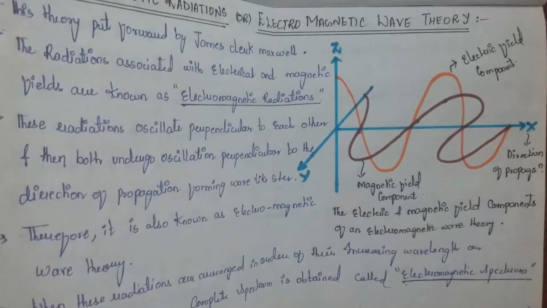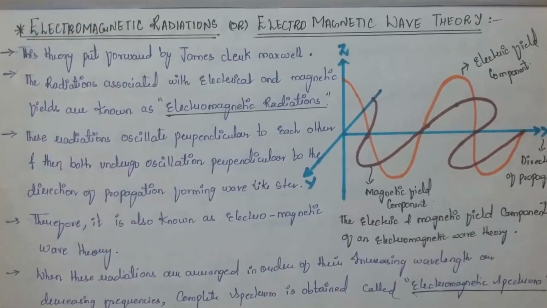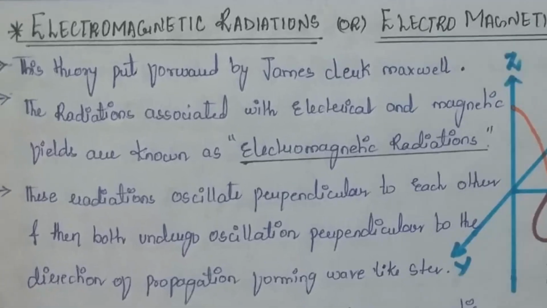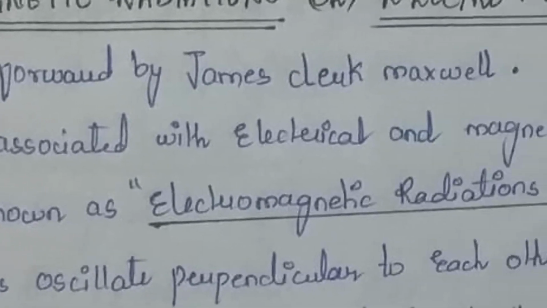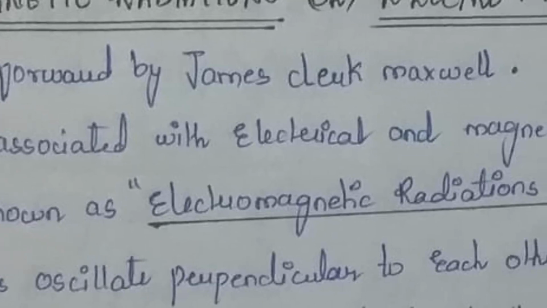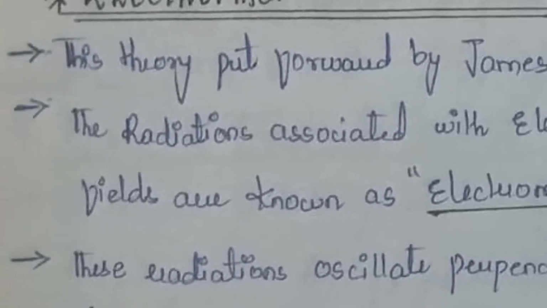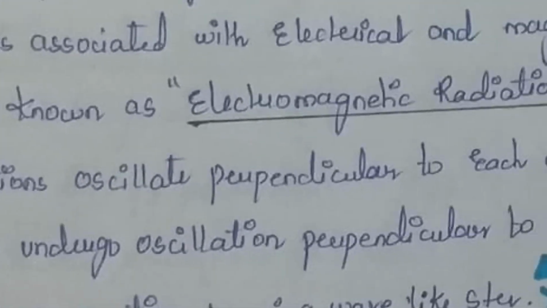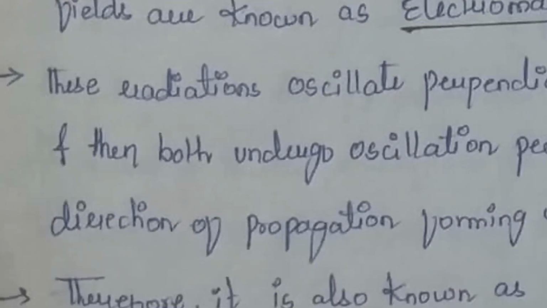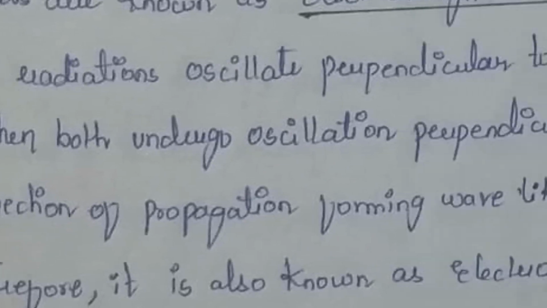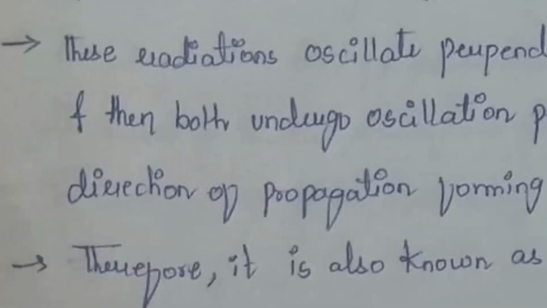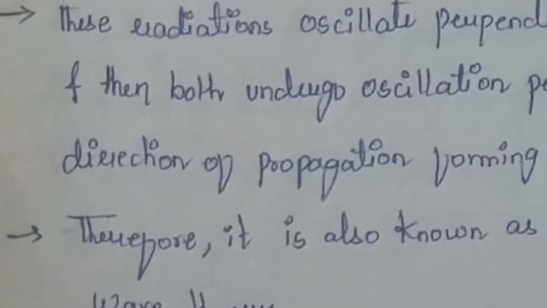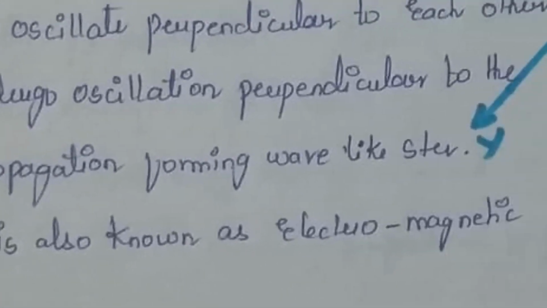Now moving to another important topic of atomic structure, that is electromagnetic radiations or electromagnetic wave theory. This theory was put forward by Maxwell. As the word electromagnetic itself describes, the radiation associated with electrical and magnetic fields is known as electromagnetic radiation. These fields first oscillate perpendicular to each other, then both combine and undergo oscillation perpendicular to the direction of propagation, forming a wave-like structure.